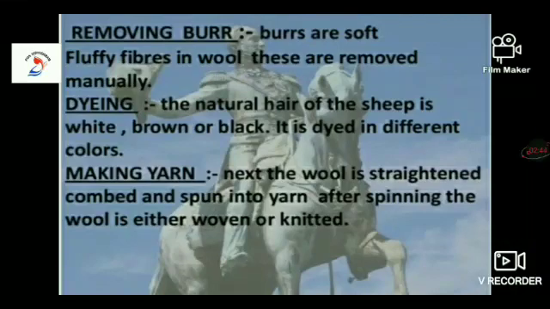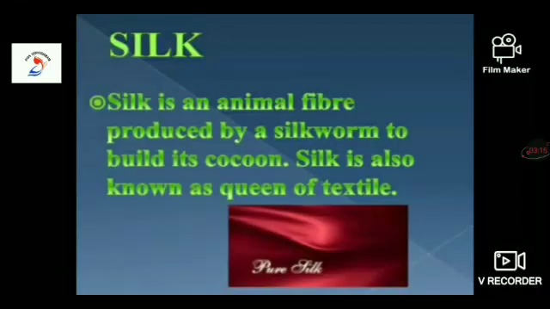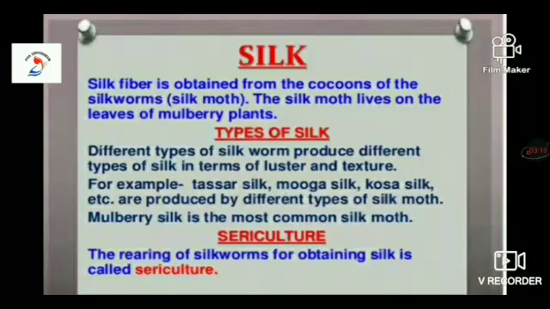Next is making yarn. The wool is straightened, combed and spun into yarn. After spinning, the wool is either woven or knitted. The next is drying. In this process, containers of wool are put through rollers to squeeze out as much water as possible. Then the wool is weighed and packed into bales. The bales are transported to the mills where they are processed further. What are the health hazards in the wool industry? The main one is anthrax.